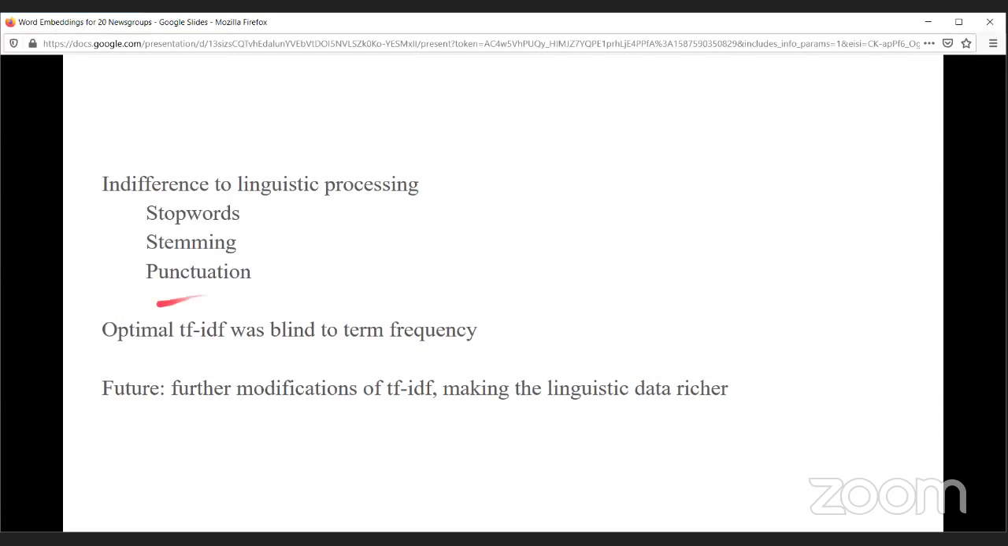Interesting. And then the last thing I want to point out here is that the optimal TF-IDF was completely blind to term frequency. Once again, it just gave a score of 1 if a term was within a document and 0 if it wasn't within the document. And actually, when I tried to adjust that, the score plummeted. However, I do still think that the optimal TF-IDF out there will contain some sort of information about the frequency of it. But yeah, that's pretty much the end of my presentation.